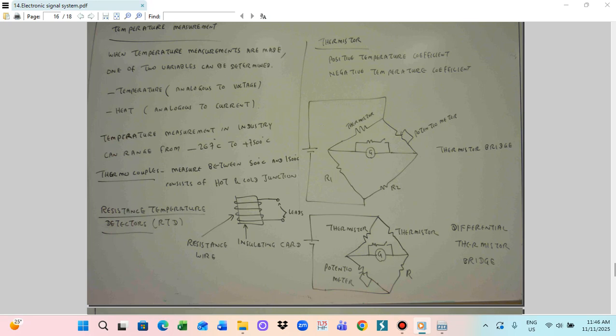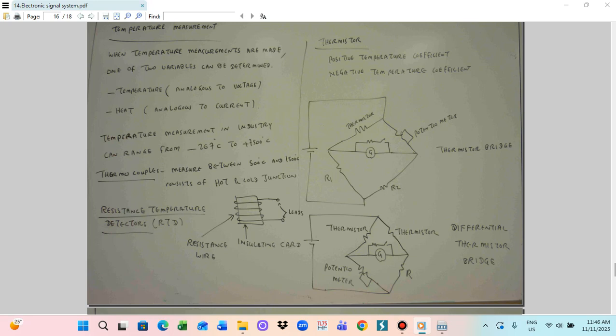Also, we can utilize the differential thermistor bridge. Differential thermistor bridge means different temperatures can also be sensed. In this case, here we only use a single thermistor, but we can also use a double thermistor, so we can form a differential thermistor bridge. There are two thermistors here. So this is a thermistor, and this is also a thermistor.